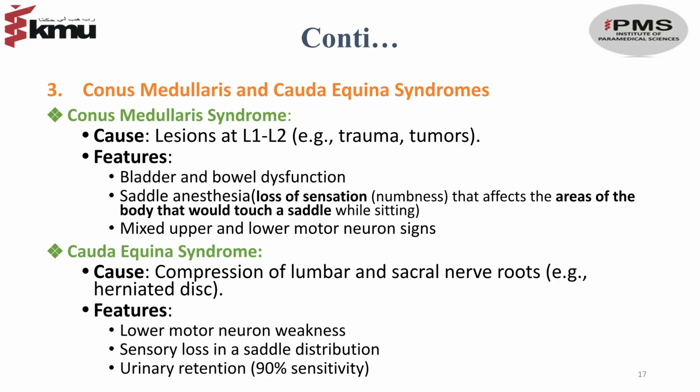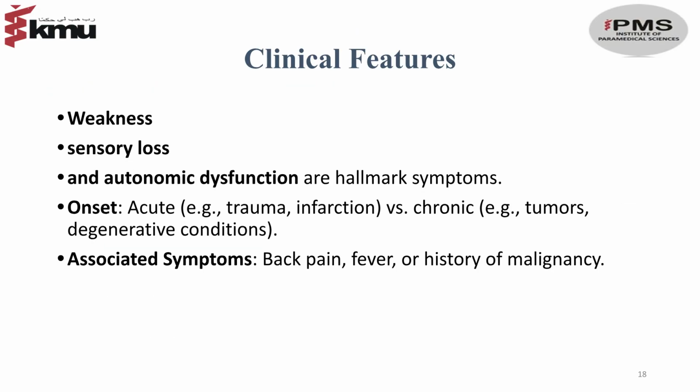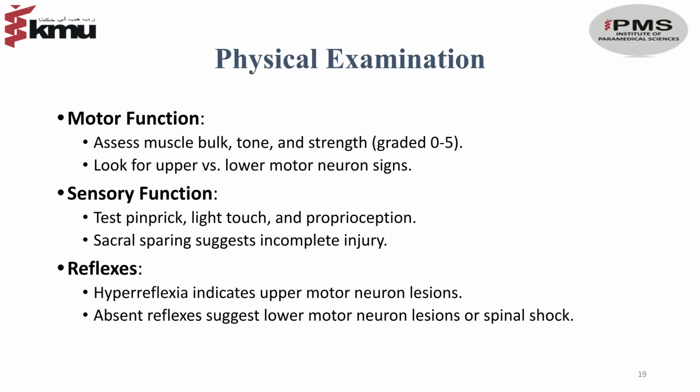Cauda equina syndrome is the compression of nerve roots, resulting in lower motor neuron weakness and urinary retention. Weakness, sensory loss, and autonomic dysfunction are the hallmark symptoms. Onset can be acute or chronic, and associated symptoms include back pain or fever. The physical exam assesses motor function, looking for upper or lower motor neuron signs. Sensory function is tested for sensation loss, and reflexes are checked for hyperreflexia or absence.